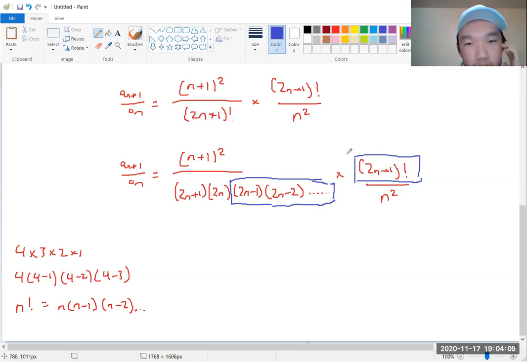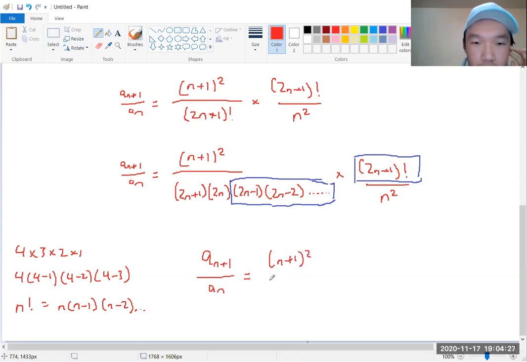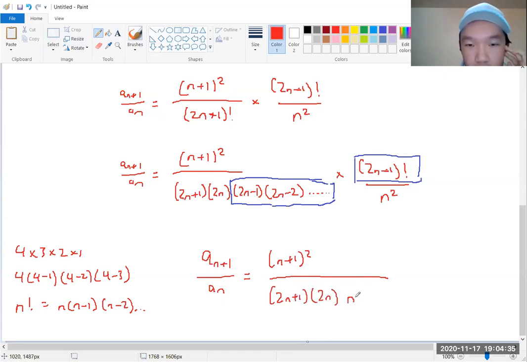Okay, but yeah, so these two cancel out, which gives us a simpler expression. So let's see what's remaining. We have a sub n plus 1 over a sub n. What's left is n plus 1 squared over 2n plus 1 times 2n, and then there's the n squared at the end. Okay, all right, so this is what we're left with. Let's go ahead and take the absolute value, and then let's go ahead and take the limit.